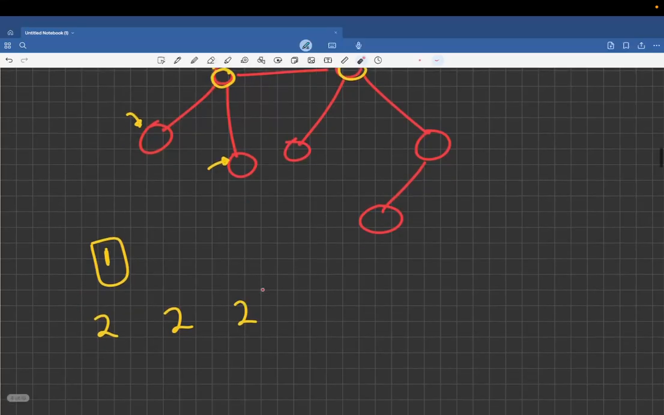Now just tell me one thing. What do I need? What should be the topmost element? The topmost element should be the element with minimum value, right? That is the reason we use priority queue. So the topmost element should be the element with minimum value.